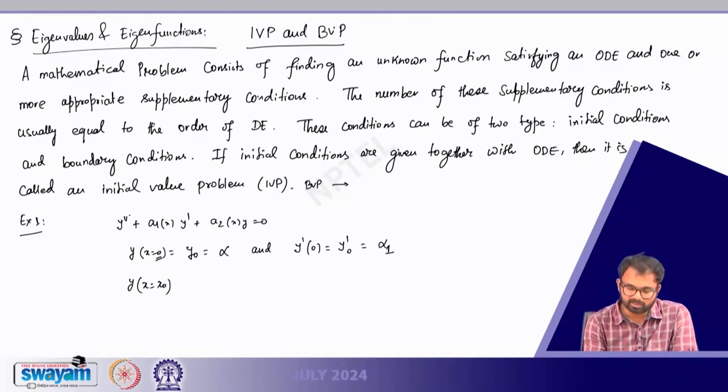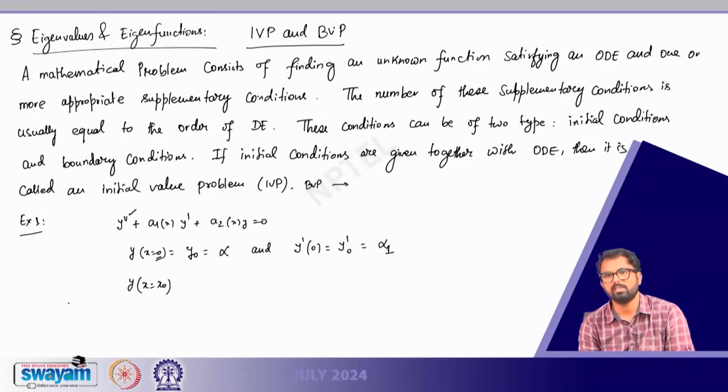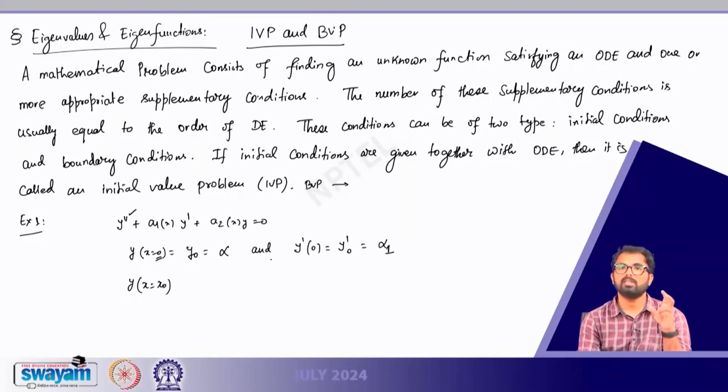Here, as you can see, the order of the differential equation is 2, and you are given 2 initial conditions. If you solve this second order ODE, you will be able to determine 2 independent solutions, and the general solution will be a linear combination of these 2 independent solutions. Now, to determine those 2 constants, you require 2 conditions. So, here you have the 2 conditions.